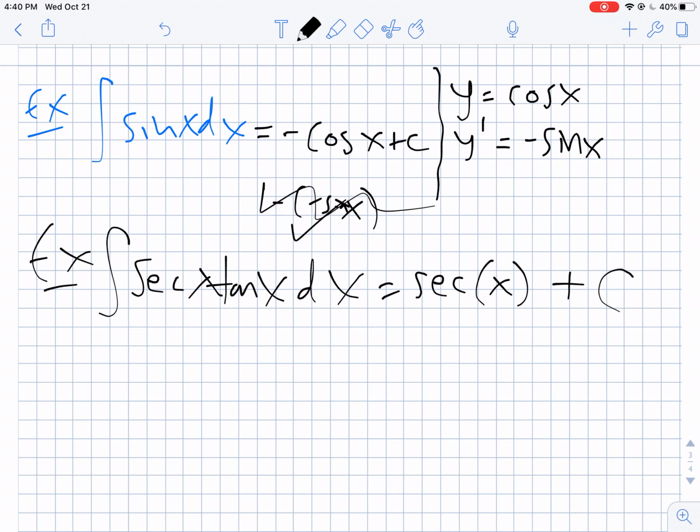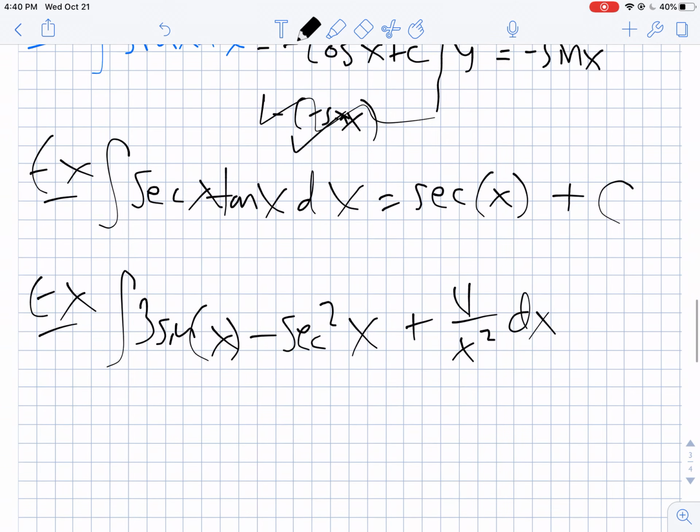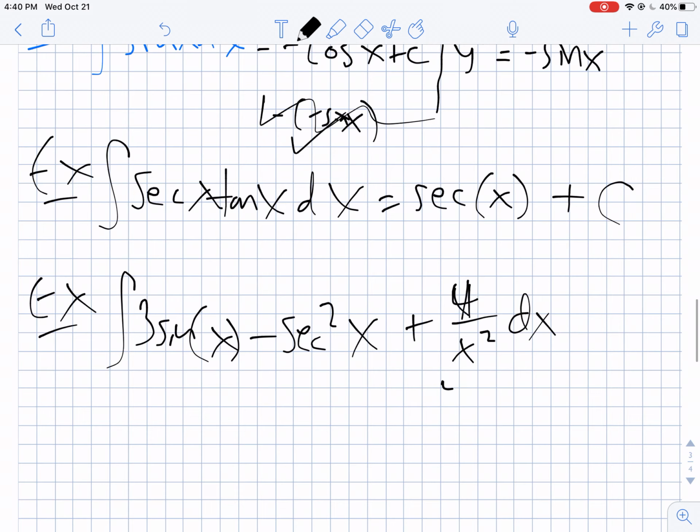Okay. So one more thing, if we combine some of these, right? If we take the antiderivative of, say, 3 sine of x minus secant squared x plus 4 over x squared. All right, now, of course, something like 4 over x squared, you want to write as 4x to the negative 2 right off the bat. So let's work through this. Okay, so just go part by part. Don't try and do it all at once, just go part by part.